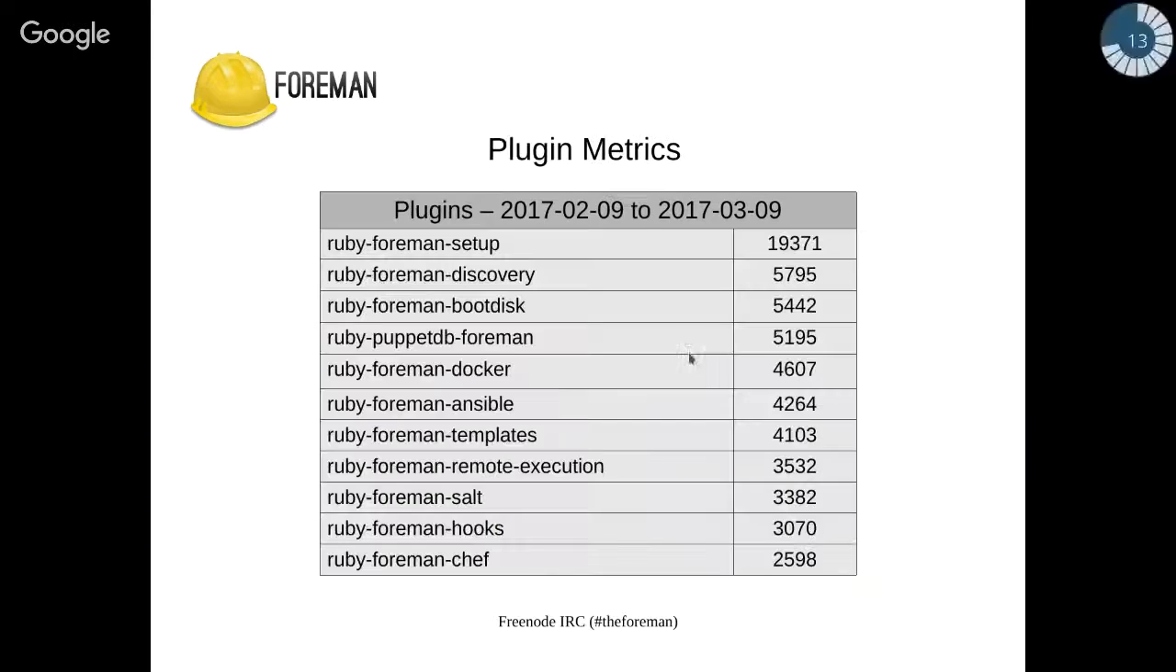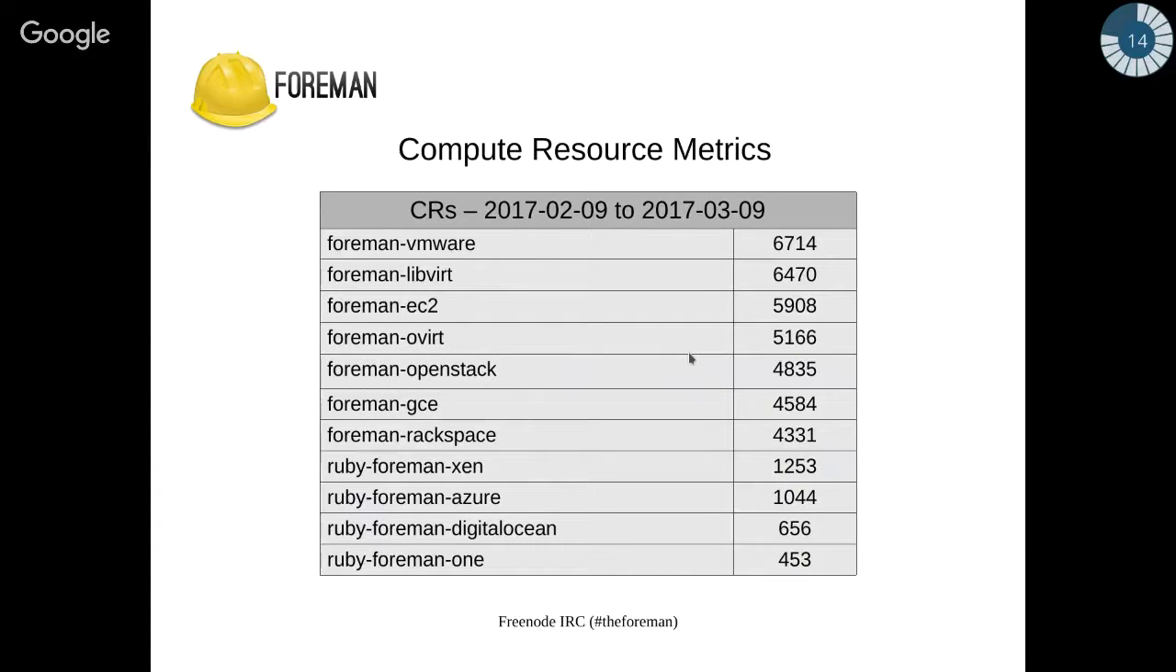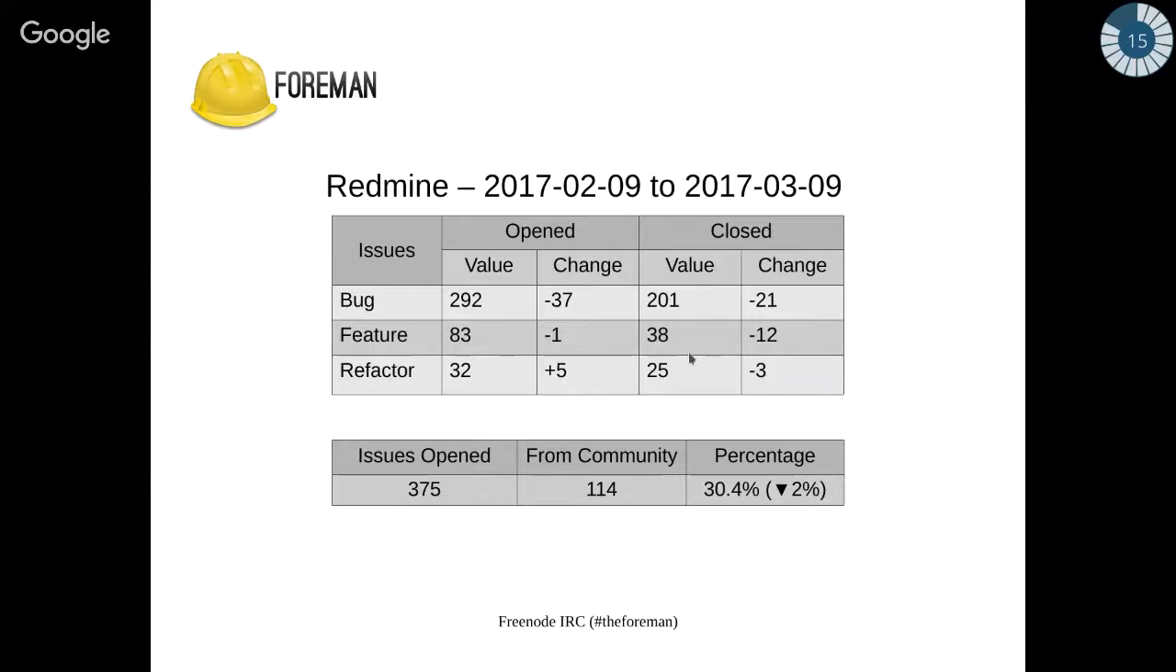Plugins are absolutely unaltered in terms of ordering and rough numbers. It's all very similar to last time. Same with the compute resource metrics. They're all in the same order, same popularity. So very little of interest to say there. Redmine, again, sticking with the same story, a little bit quieter, slightly fewer bugs open, slightly fewer bugs closed, but otherwise, stuff is still going on.